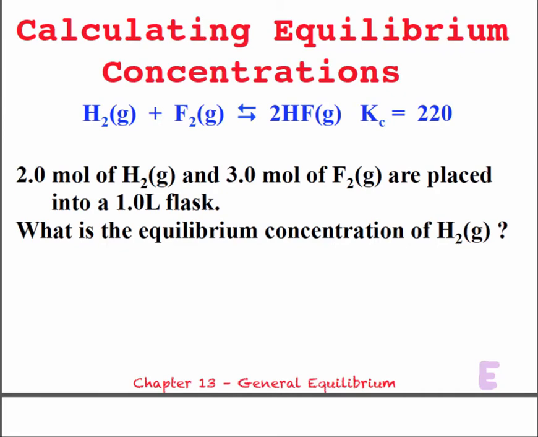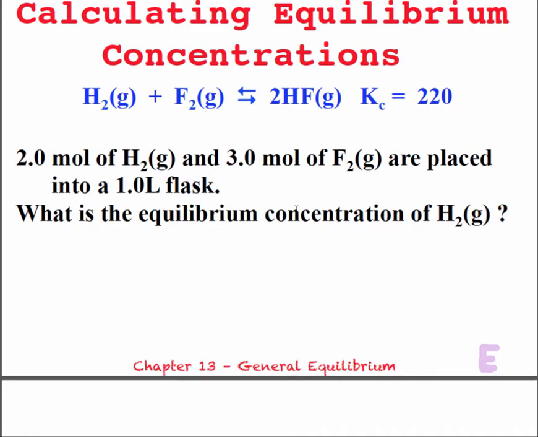Okay, how about we finish that last question that I didn't finish on my last video, if you're watching these in order. But even if you aren't, let's go over it real quickly. Equilibrium. We're given an equilibrium constant. We're given an initial amount of H2 and an initial amount of F2. It's in a 1 liter flask, so 2 moles per 1 liter, 3 moles per 1 liter, 2 molar H2 and 3 molar F2. But we're not given anything else.